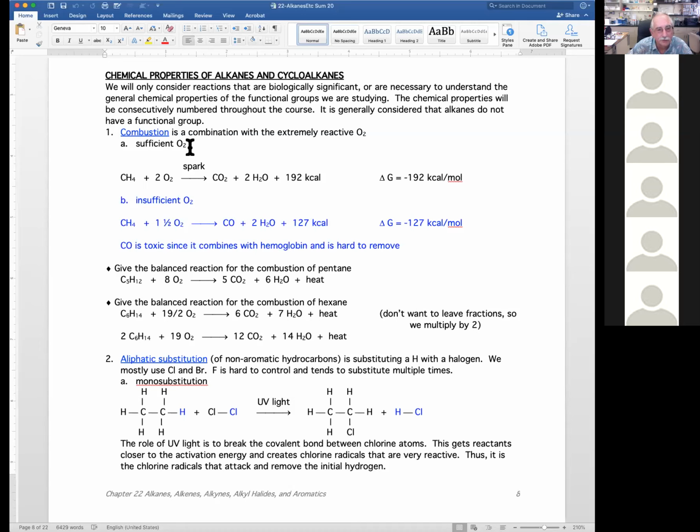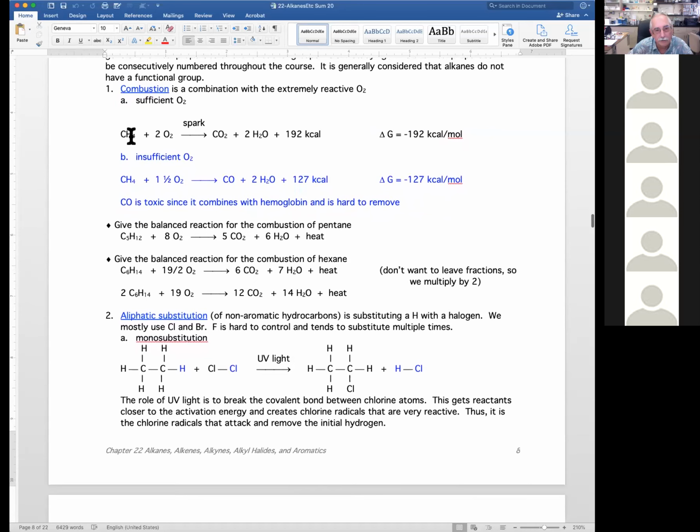So if you have sufficient oxygen, that carbon goes all the way to carbon dioxide. That hydrogen gets oxidized all the way to water. If you take a hydrocarbon and you burn it all the way, you get nothing but CO2 and water. And of course, it gives off heat because it's an exothermic reaction. Notice the stoichiometry. For every one of these, you need two of those.